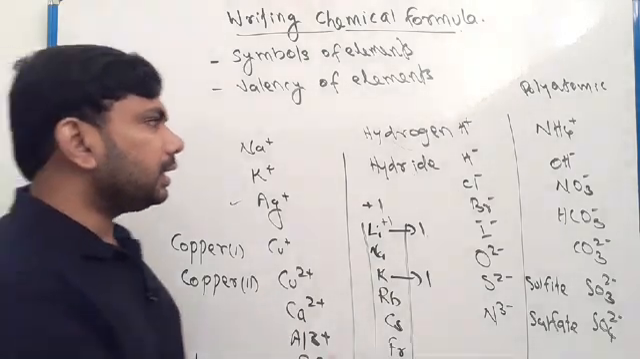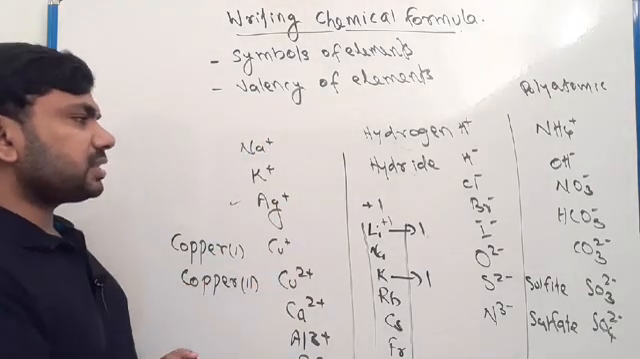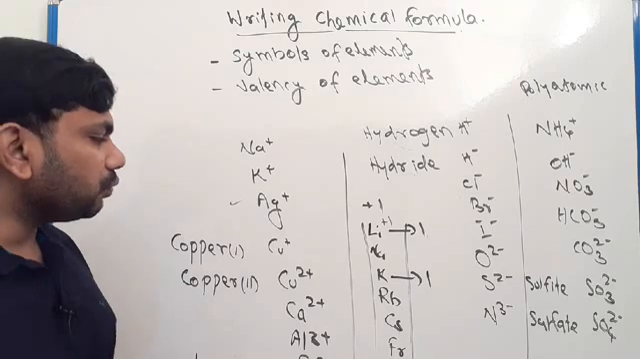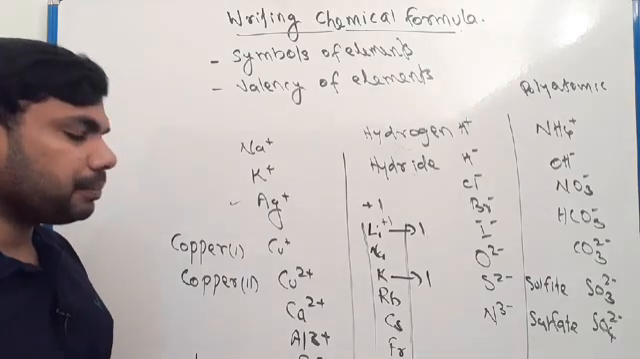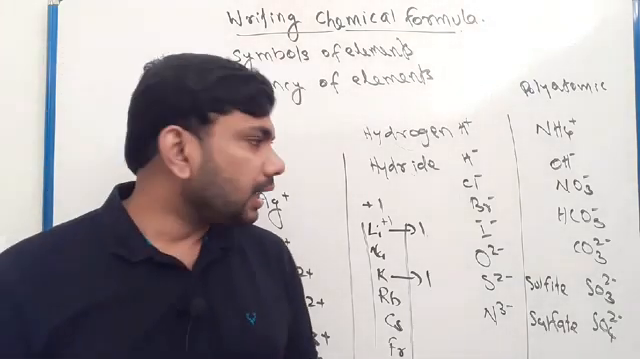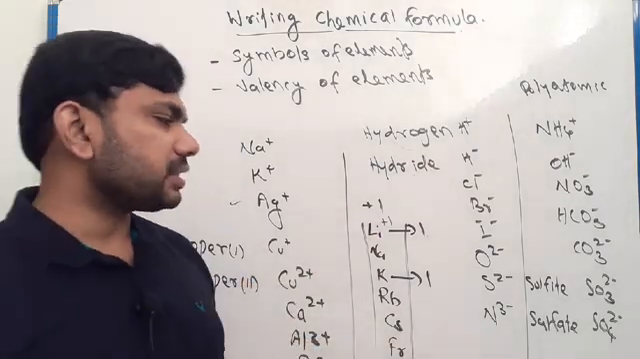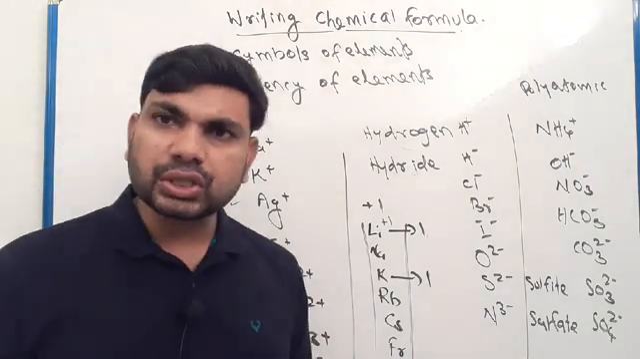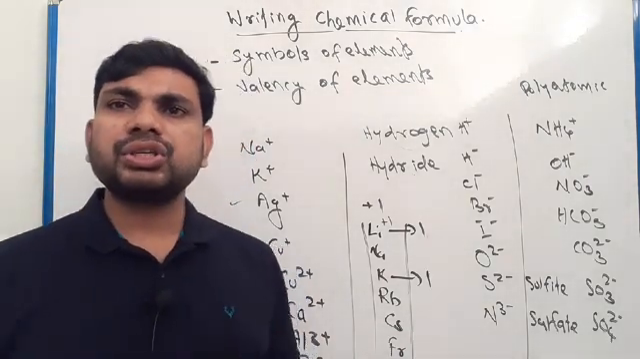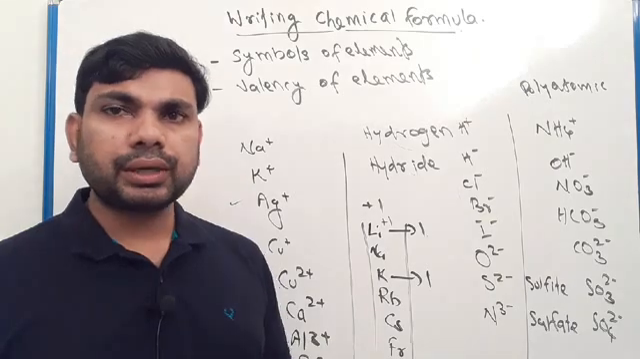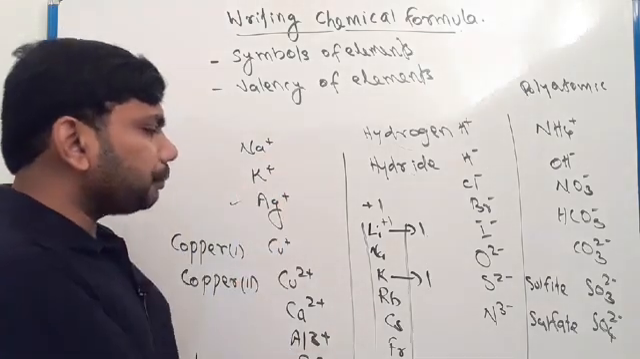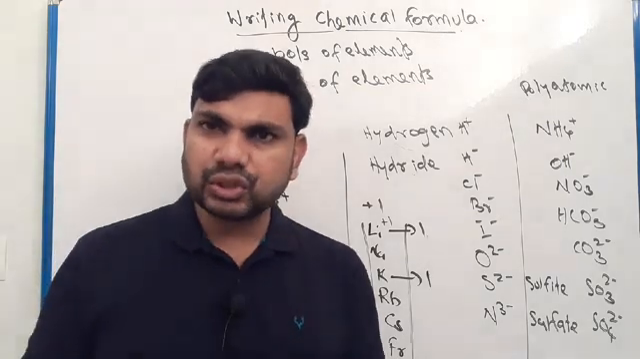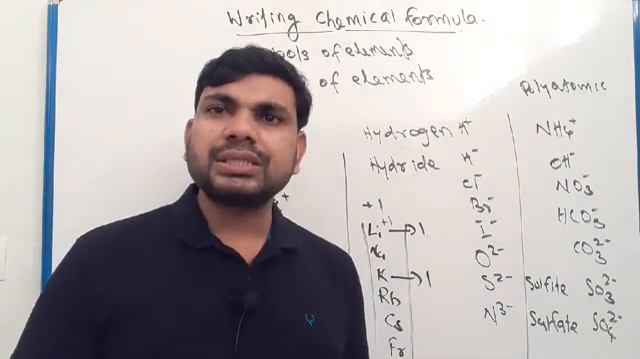See here, all these are metals: sodium, potassium, silver, copper, calcium, aluminum, iron. And these are non-metals. Here is hydrogen. Hydrogen shows positive charge, and also hydrogen shows negative charge. These elements show only positive charge, but hydrogen sometimes shows positive charge and sometimes negative charge.